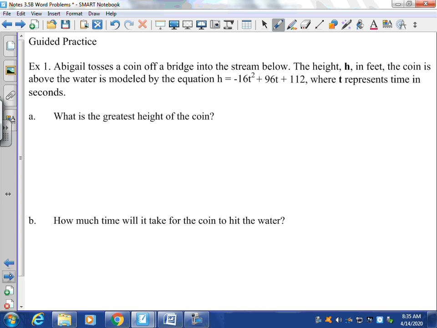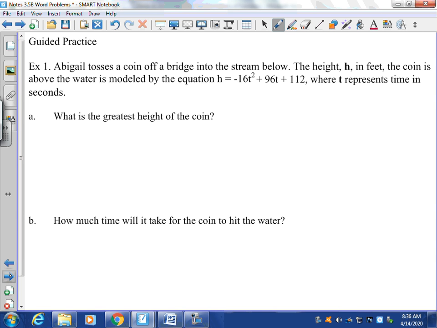Abigail tossed a coin off a bridge into a stream below. The height h in feet of the coin above the water is modeled by this equation: negative 16t squared plus 96t plus 112. H represents the height, so it's equal to the height. T represents the time in seconds. What is the greatest height of the coin, and how much time will it take for the coin to hit the water?